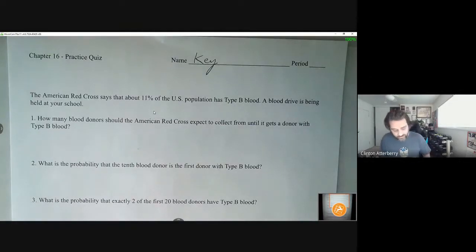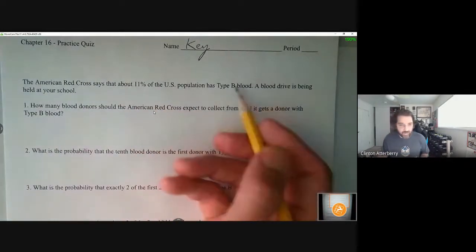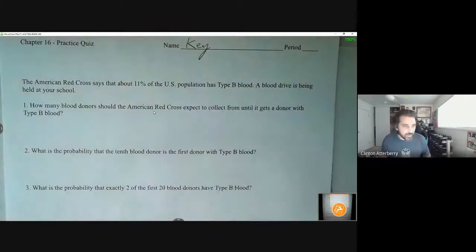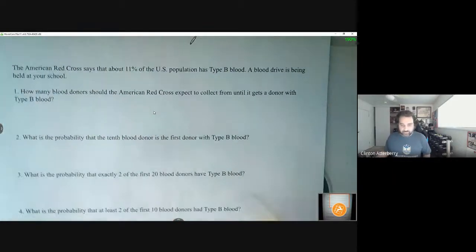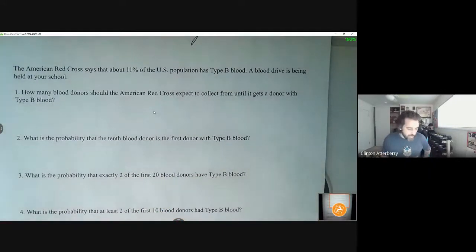So this here says, the American Red Cross says that about 11% of the U.S. population has type B blood. Letting you know, for your actual quiz, it's going to be pretty much the same kind of questions, just it'll be type O or something instead of type B. And instead of exactly 2 out of 20, it'll be slightly different numbers, but same format. If you follow what I do, you should be just fine.